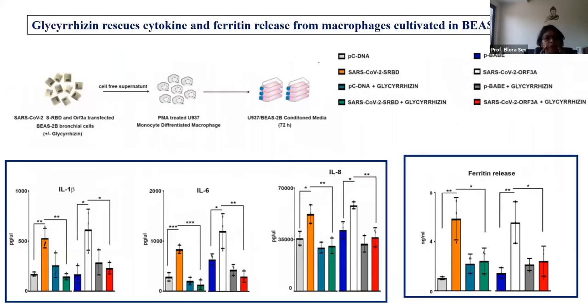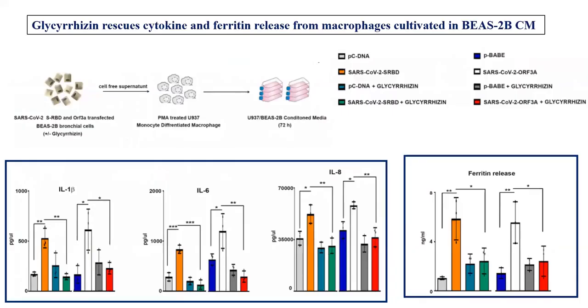Around this time when we were doing the experiments, findings suggested that in some patients there is an elevated release of ferritin. And ferritin plays a very important role in inflammation. So the next thing that we did was we looked into the ferritin level, and there is an enormous surge of ferritin release from the monocytes which are exposed to the supernatants from the lung cells. And this ferritin surge was rescued in the presence of glycyrrhizin.